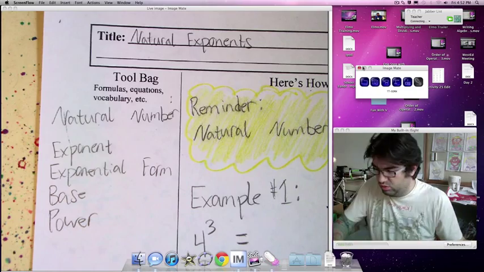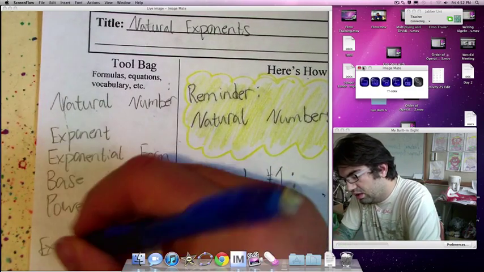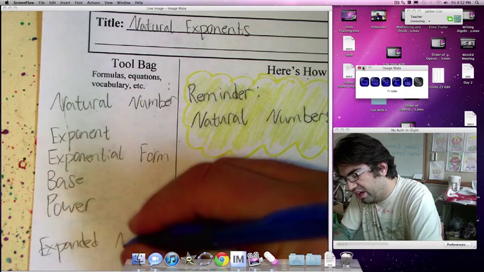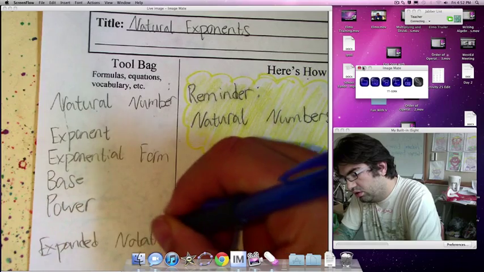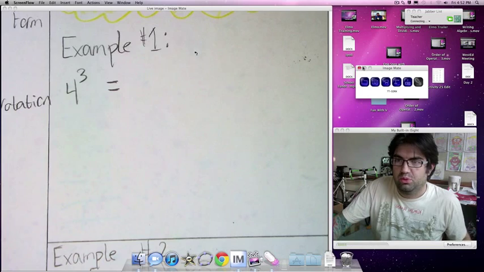Oh, I did forget to write one thing down, and this is called expanded notation. And we're actually going to do that right now. So let's look at our first example. Here we go.